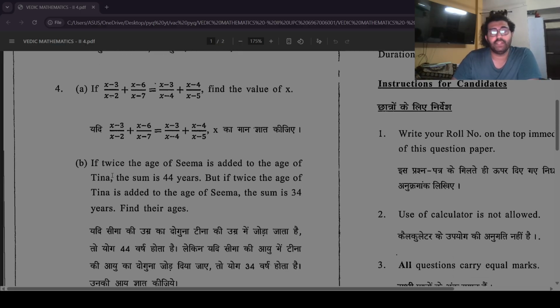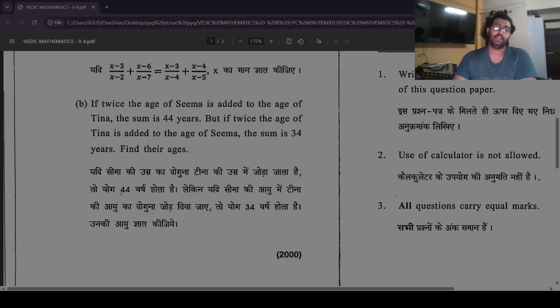B, if twice the age of Seema is added to the age of Tina, then the sum is 44 years. But if twice the age of Tina is added to the age of Seema, the sum is 34 years. Find their ages. Thank you.